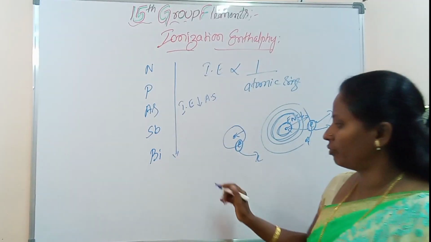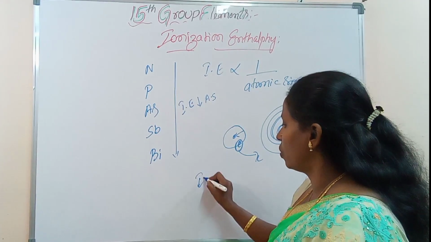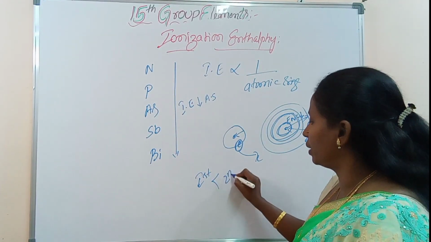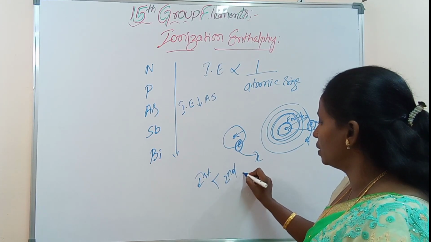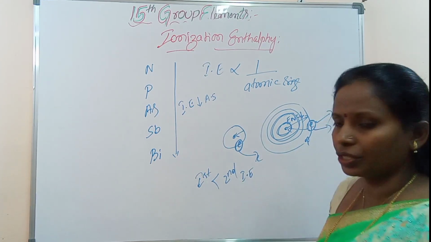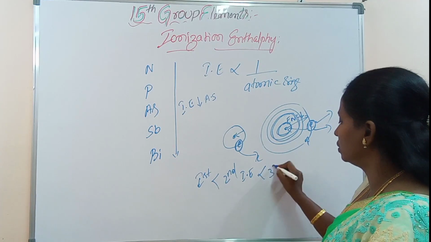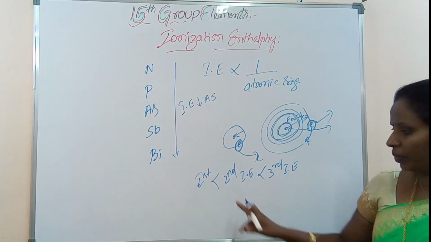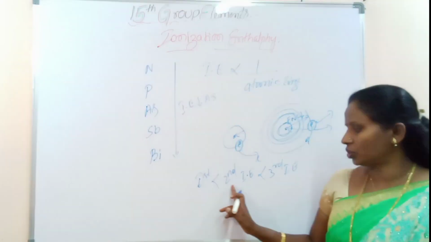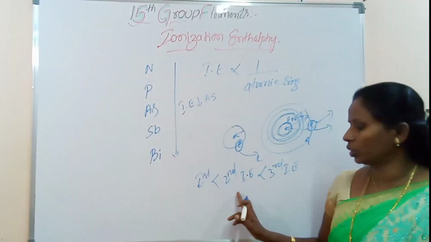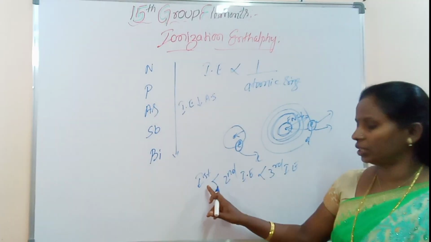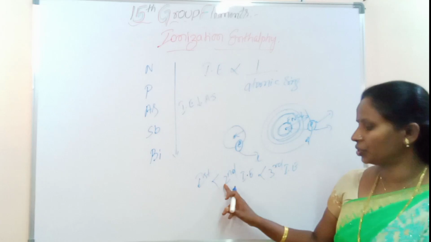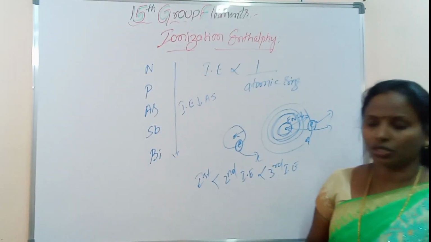And as we know, the first ionization energy is always less than the second ionization energy, which is less than the third ionization energy, because here the effective nuclear charge increases, and so the first ionization energy is less compared to the second and third ionization energies.